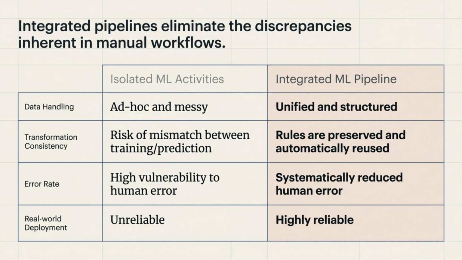What distinguishes a pipeline from a simple sequence of commands is its emphasis on automation, consistency, and scalability. Every transformation applied during training is preserved and reused during prediction. This eliminates discrepancies and makes the entire process more reliable, particularly when deployed in real world environments.